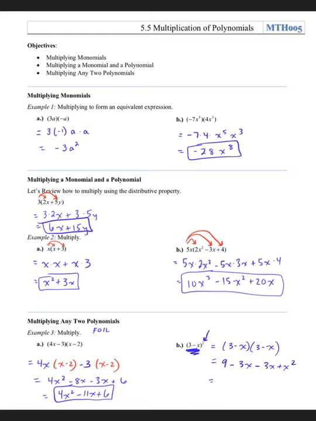I'm going to do two things in one. I'm going to, one, combine these two. I'm also going to reorder. So x squared minus 6x plus 9. And that would be our answer there.